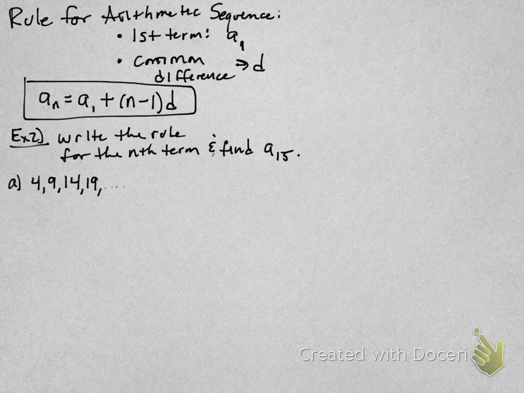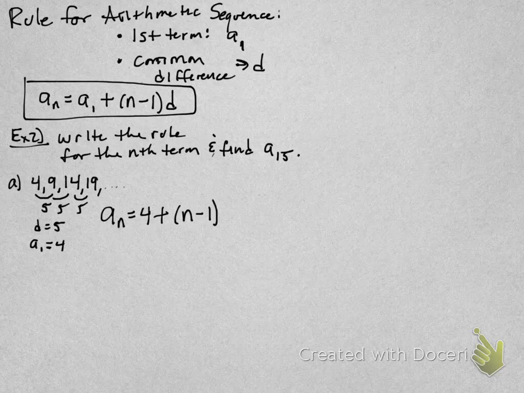So hopefully you can kind of see the common difference is 5, right? Every time we get 5 and 5. So my d value is 5. My first term is 4. So that's all we really need to know. We're just going to plug it into the formula. So a sub n is the first term, a sub 1 is 4, plus n minus 1 times d, and in this case d is 5.